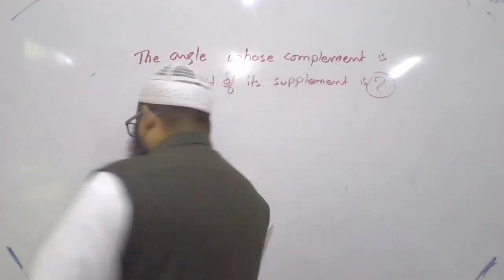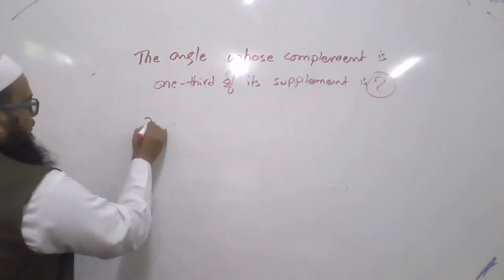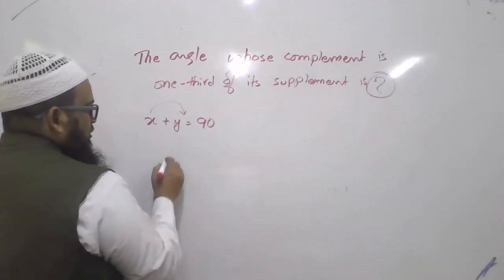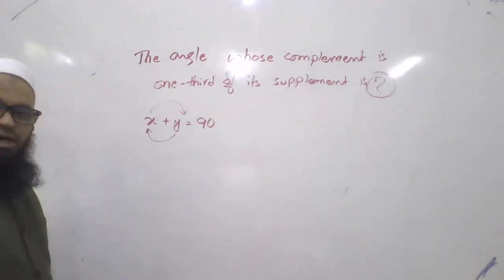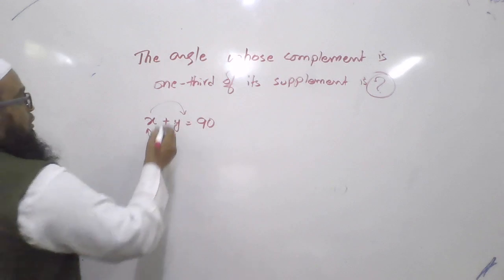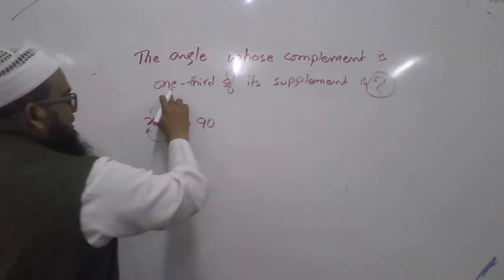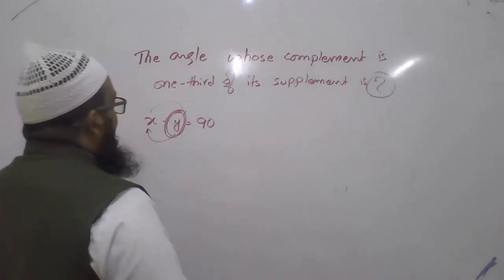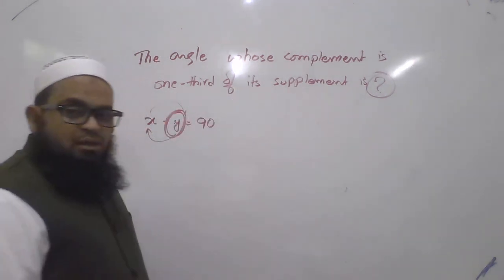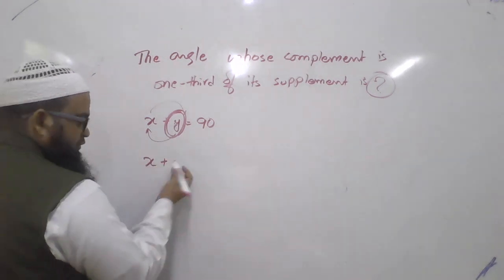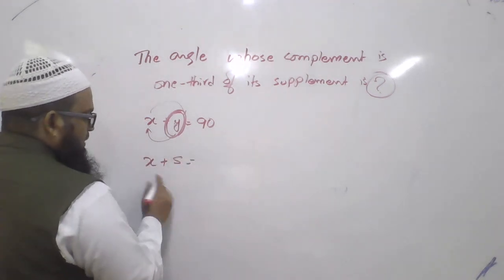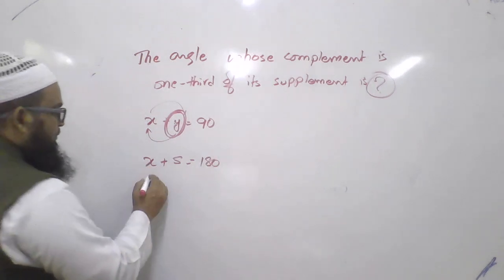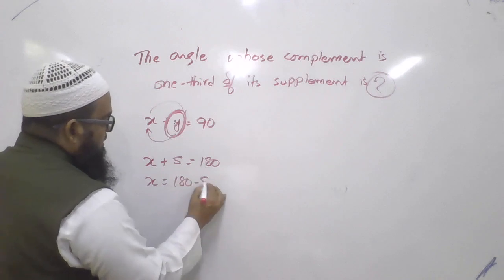For example, now let us see if x plus y is equal to 90 degrees. So x is called complement of y and y is called complement of x. So now he is talking about the angle whose complement is. So for x, what is the complement? He is talking about y. So complement is one third of its supplement. So what will be the supplement of x? For example, let us say s. X plus s is equal to, supplement means 180. So what is supplement of x? So x is equal to 180 minus s.